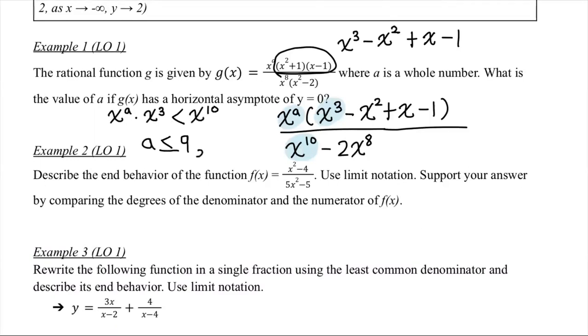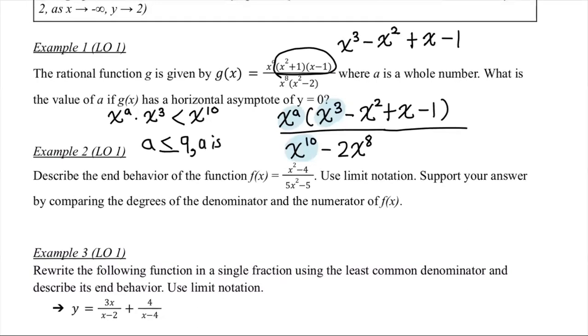And you have to mention that a is a whole number. This is the correct answer because under the condition, sorry, a should not be less than 9. That is my bad. That is incorrect.